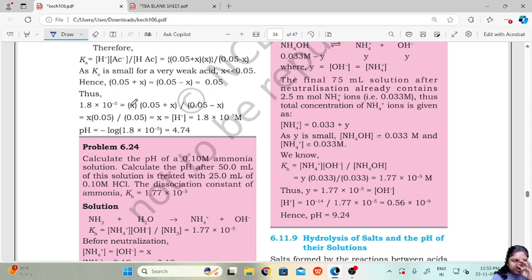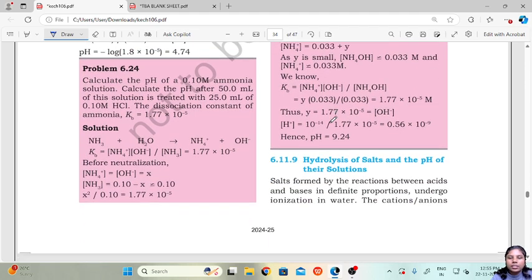Thus when we put it in terms of the pH formula, we get pH equals minus log of 1.8 into 10 raised to minus 5, which is around 4.74. This tells us that it is a weak acid, because we are moving more towards the basic side. If it was around 1, then we could say it is a strong acid, but it is around 5, so it is a weak acid.